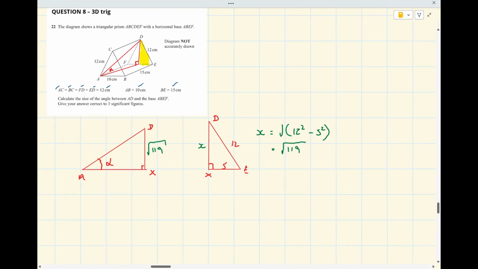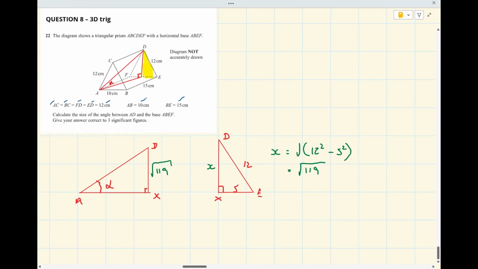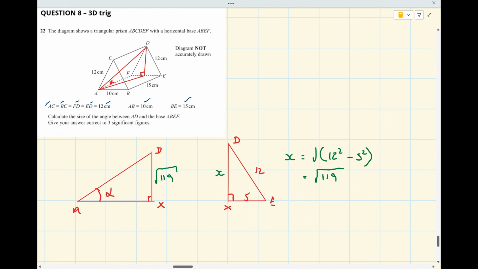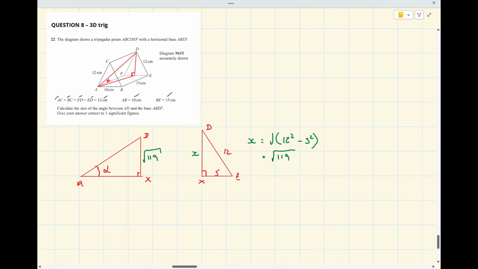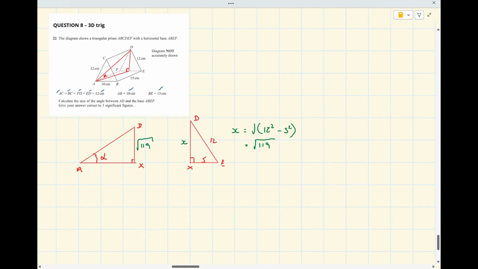Now, it would also be nice to be able to find the length from A to X. Which length do I mean? I mean this length here, this length here. Right, let's have a look at that. Let's have a look at the base of the prism. The base of the prism is a rectangle, isn't it? So let's draw the rectangle, which is the base of the prism. Here we are. That is FEBA.